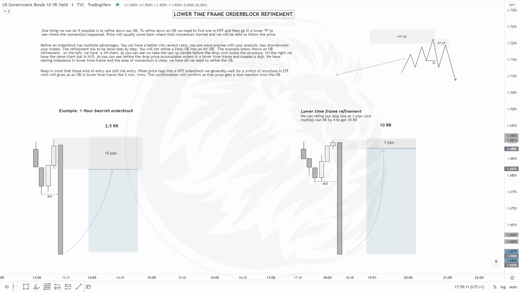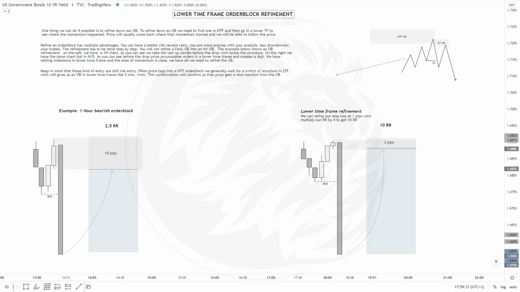To refine down an order block, we need to find one in a higher time frame and then go into the lower time frame to see where the momentum happened. Price will usually come back to where that momentum started and we will be able to follow the price. Refining an order block has multiple advantages. You can have a better risk-reward ratio, you are more precise with your analysis, and you have less drawdown on your trade.